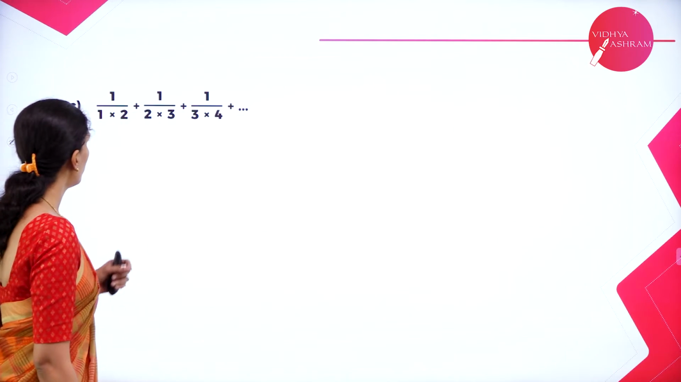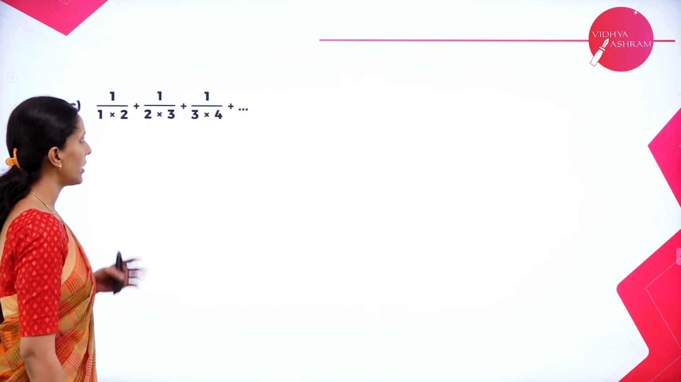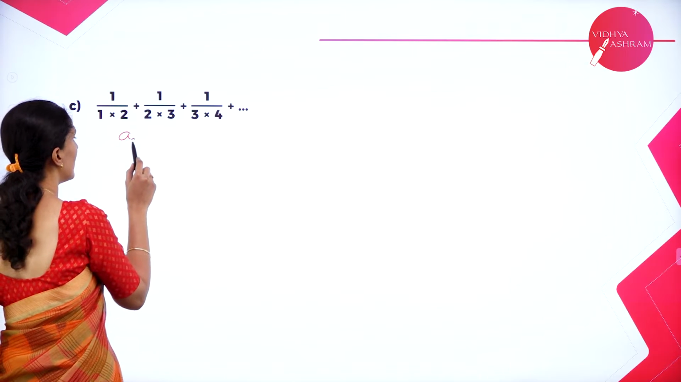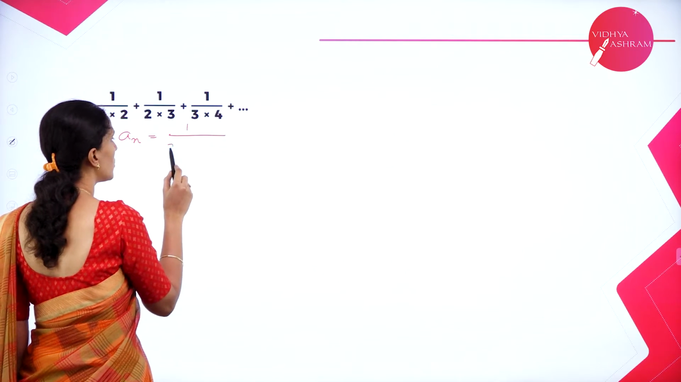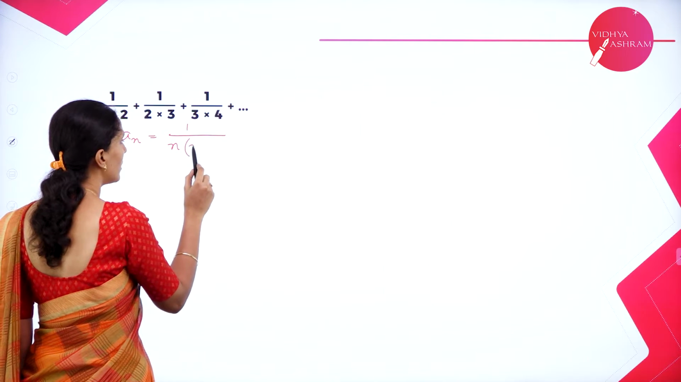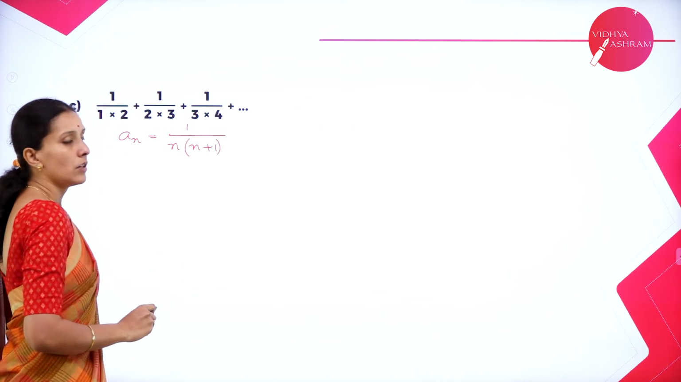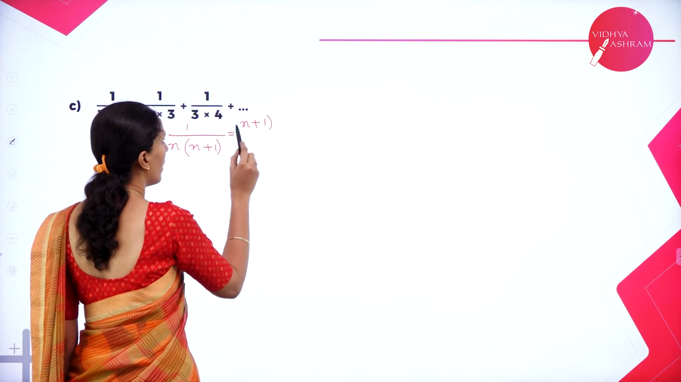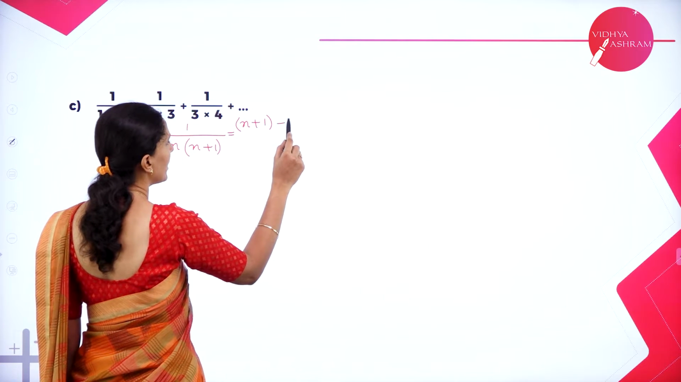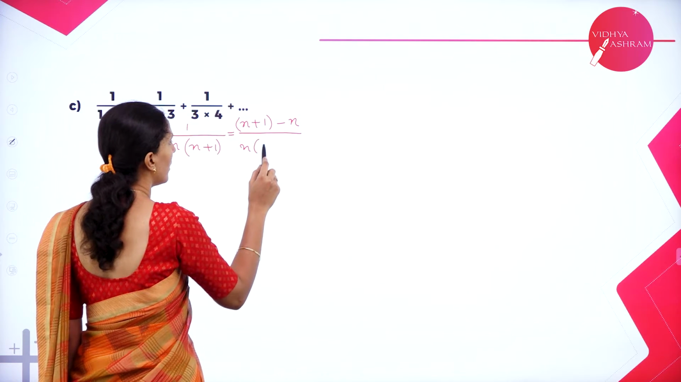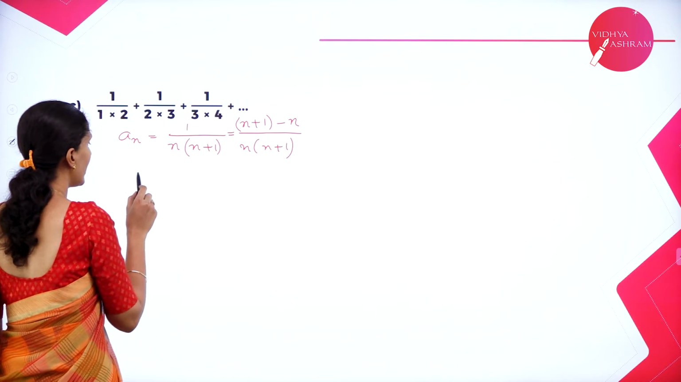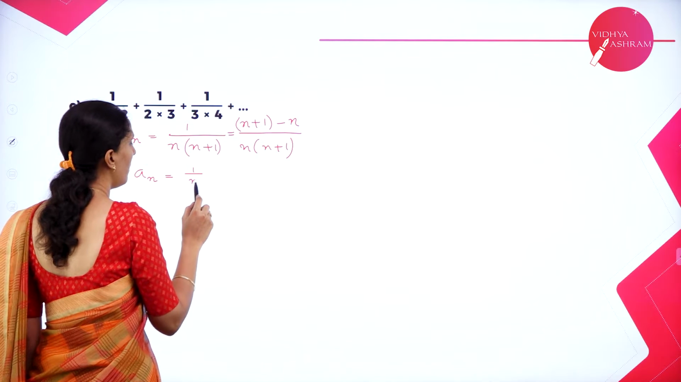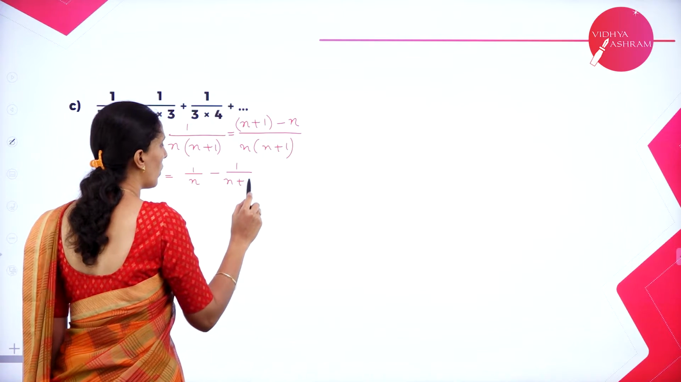Next we have 1 over 1 into 2 plus 1 over 2 into 3 plus 1 over 3 into 4 plus etc. So here the nth term, clearly, is in the form of 1 by n into n plus 1. So what I'll do here, I'll add n plus 1 and here minus n divided by n into n plus 1. So I can rearrange and write this as 1 by n minus 1 by n plus 1.